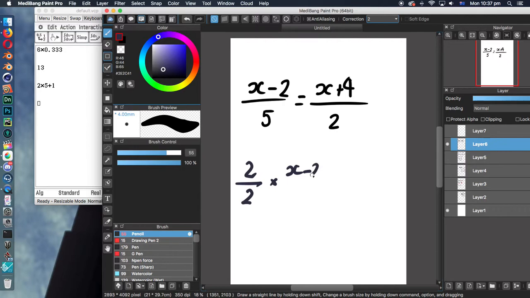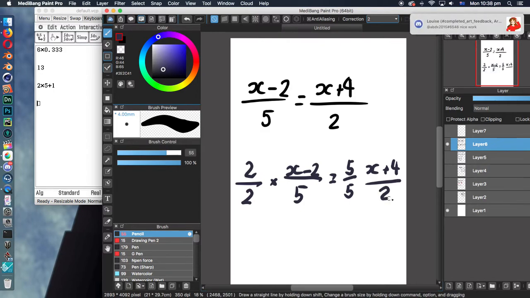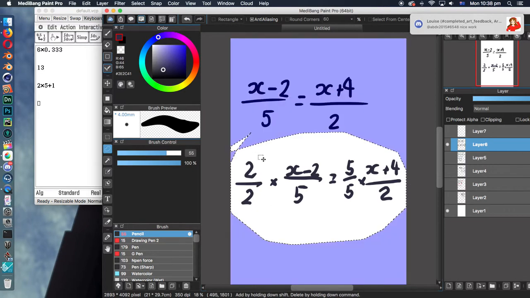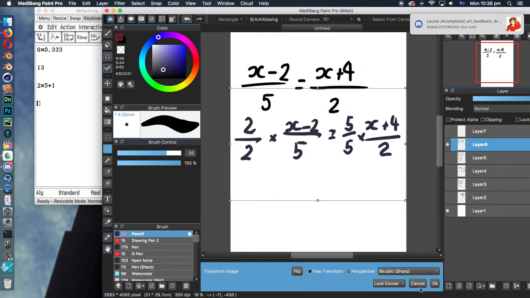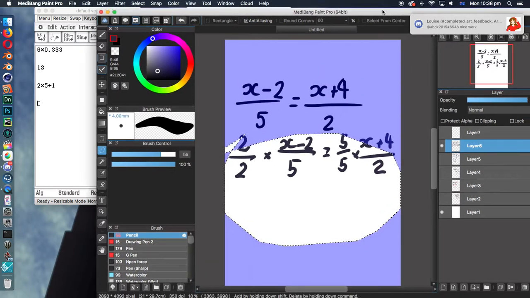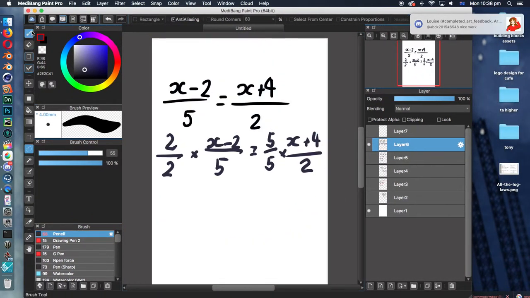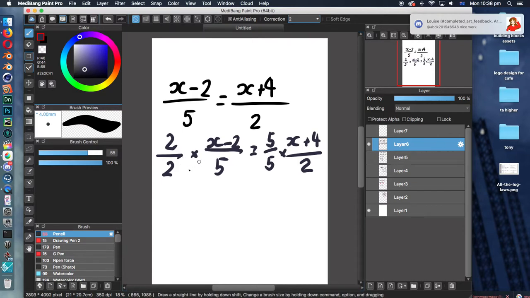Ooh, I don't know if I have space. Then it's simply a matter of doing all this. I need to get my lasso tool, running out of space. Command T, move it up. Okie dokie. Ooh, naughty naughty, I have my Discord on.